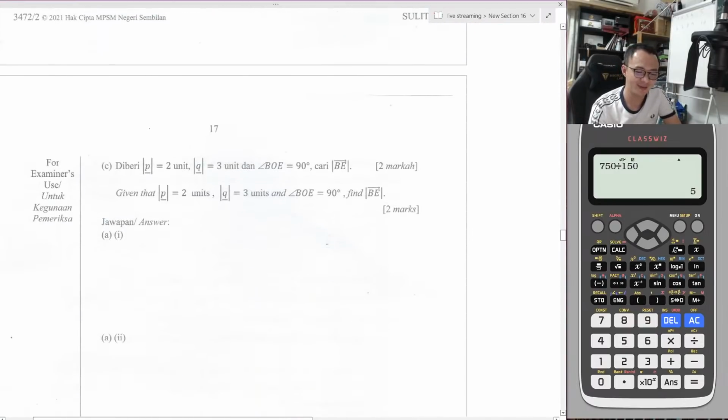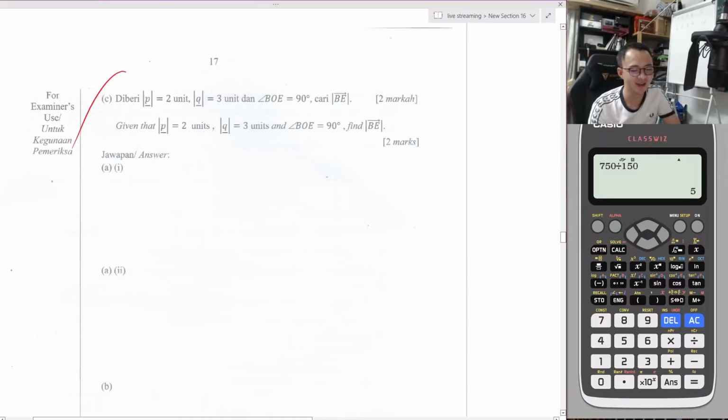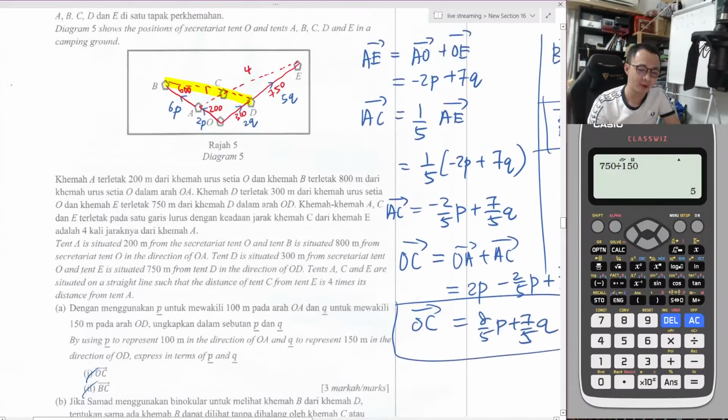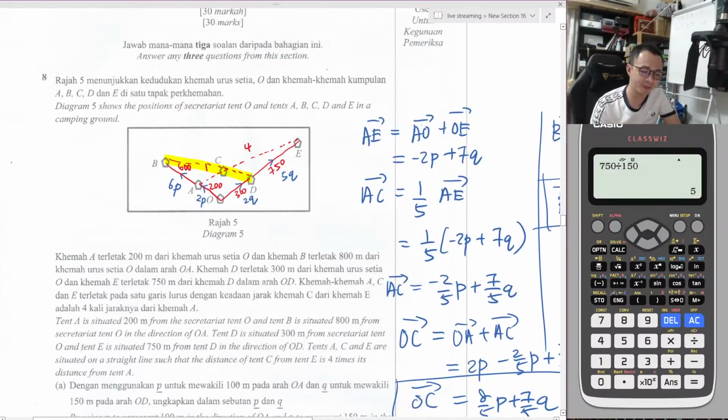Okay, last part of today. P is 2 units and Q is 3 units also, and then BOE is 90 degrees. Find the length of BE. Alright, let me draw it out to give you some idea. This is B, this is E, this is O. The question tells us this is 90 degrees.